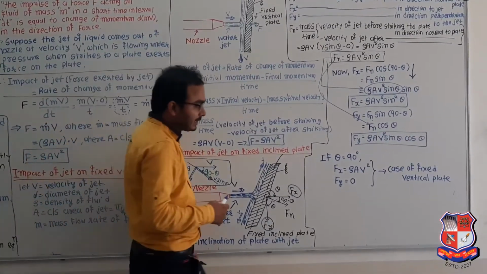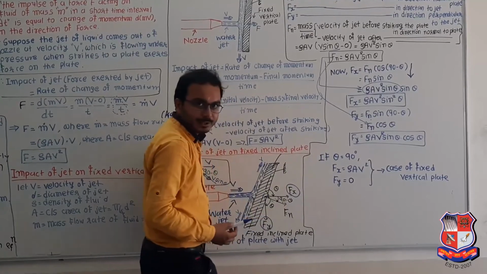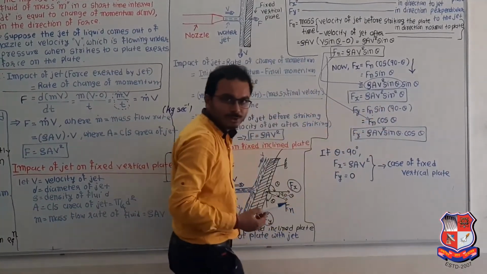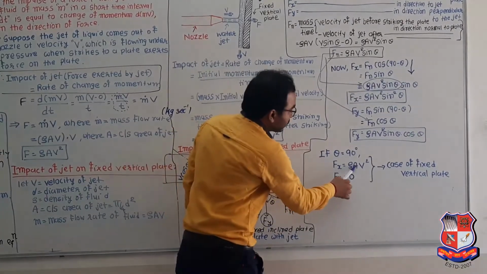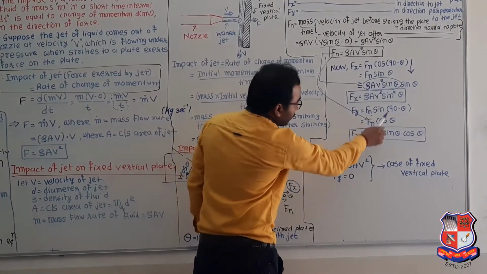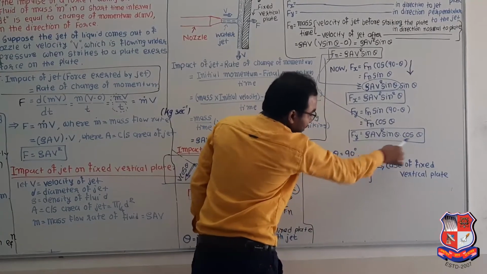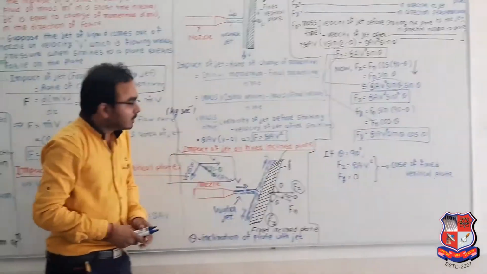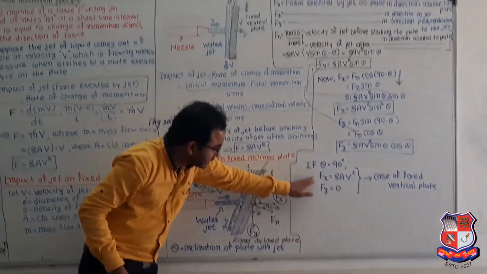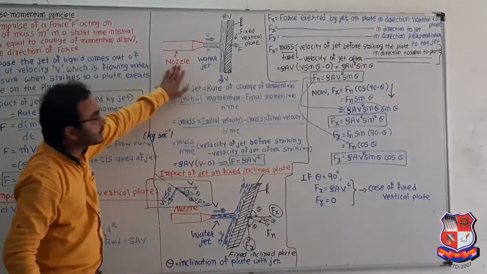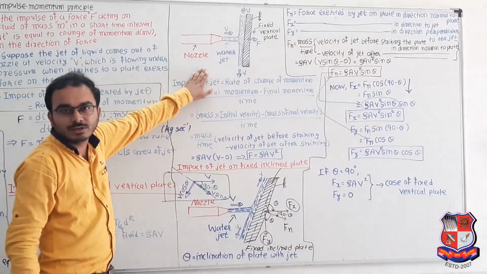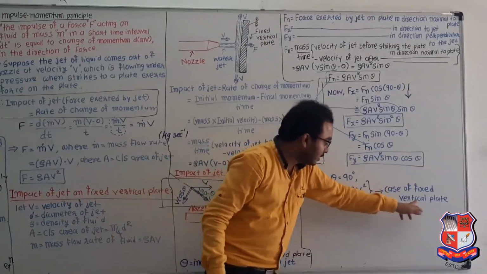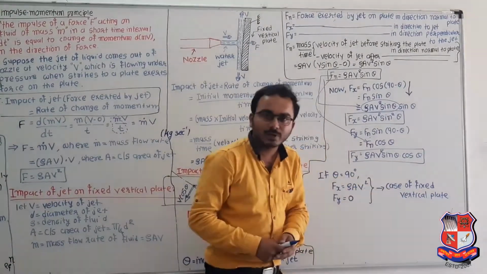Now one specific case is if we take theta equal to 90 degree. Then if we put 90 degree over here, then sin square theta will be unity, that is 1. So it will give us rho a v square. And if we put here in this equation, then cos 90 will be 0. Then Fy will also become 0. So if you see these two values, it is nothing but this case. That is plate is kept vertical, that is 90 degree. So this is the case of fixed vertical plate.